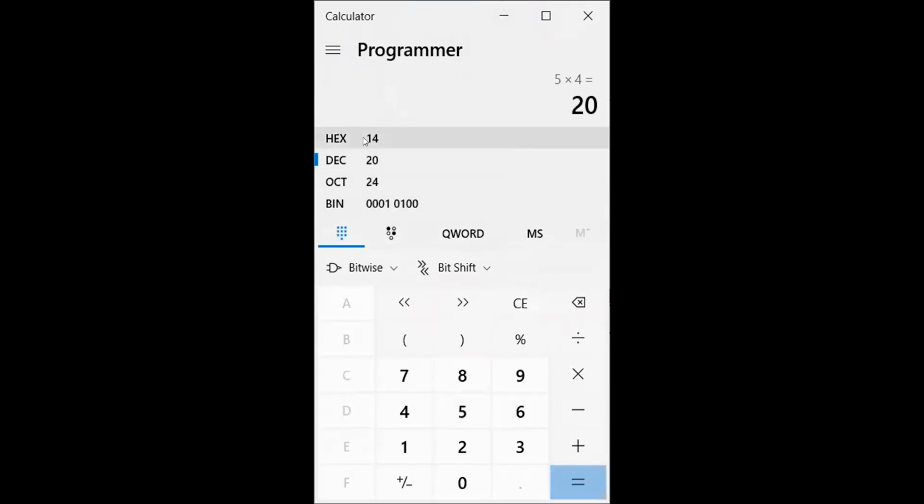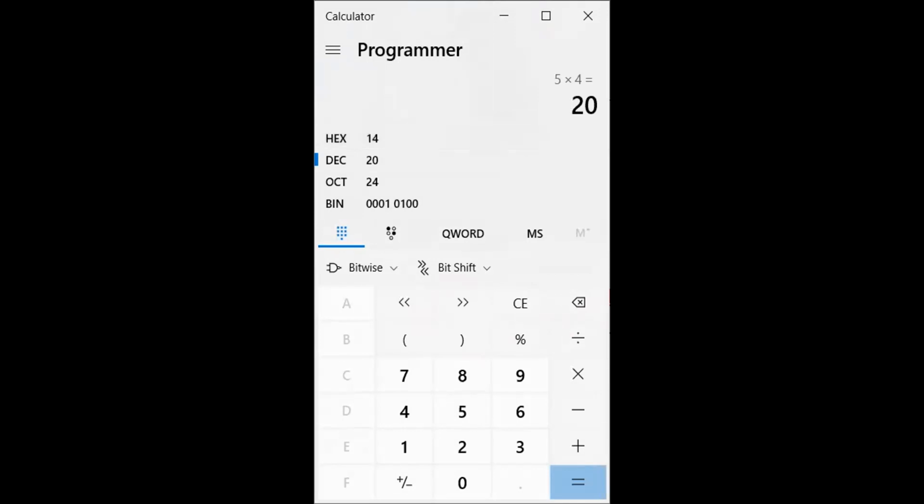Now please observe in the hex. What is the first answer where we are expecting 20? In the memory it will be 14. Please write in your observation book. So what do you mean by 5 star 4?